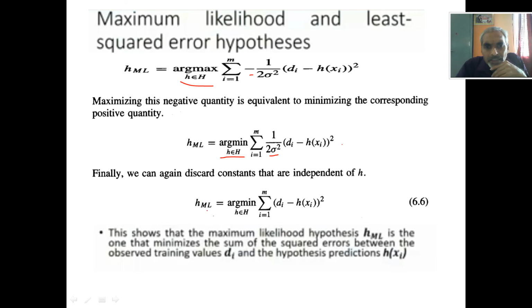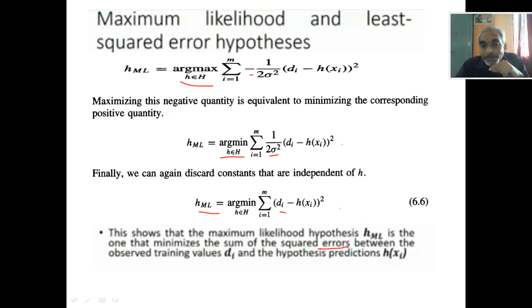So it becomes h_ML equals argmin over h belonging to H, summation for i equals 1 to m, (d_i minus h of x_i) whole square. Now this final equation shows that the maximum likelihood hypothesis is the one that minimizes the sum of squared errors, right? This is what we are discussing in our topic. So you see that it is trying to decrease the sum of squared errors.